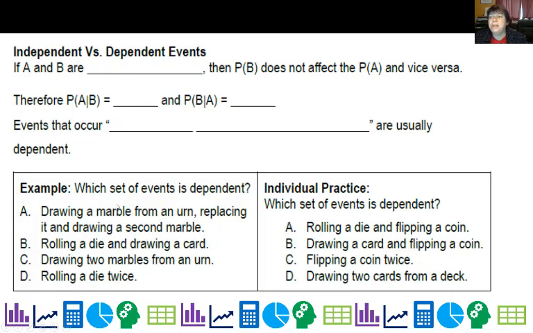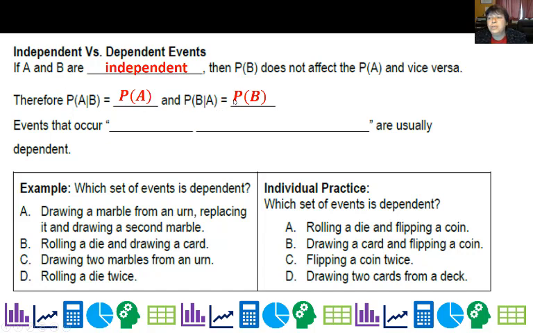All right, now let's talk about independent versus dependent events. Both the marble problems I showed you were examples of independent and dependent events. If A and B are independent, then the probability of event B occurring is not affected by event A. And the way we say it is, the probability of A given B is just the probability of A, because it doesn't matter if B happens or not. Or the probability of B given A is just the probability of B, because it doesn't matter if A happens or not.